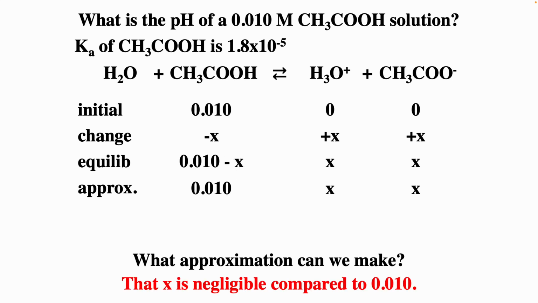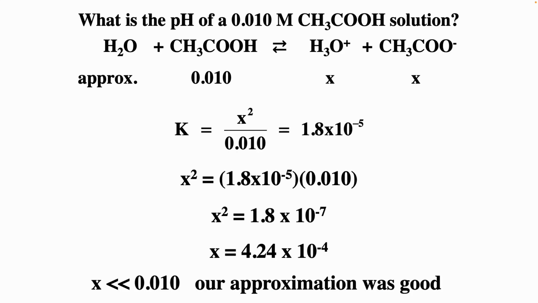Now we can write down our equilibrium expression. Products over reactants, coefficients become exponents. Pure solids and pure liquids do not appear. And so X times X gives us X squared divided by 0.01. That equals our K. So multiply both sides by 0.01, take the square root, and we get X equals 4.24 times 10 to the minus 4.